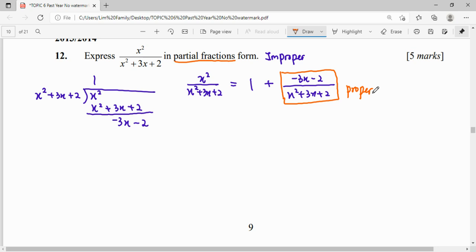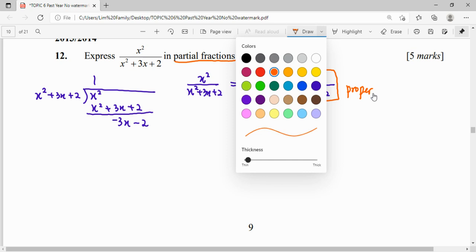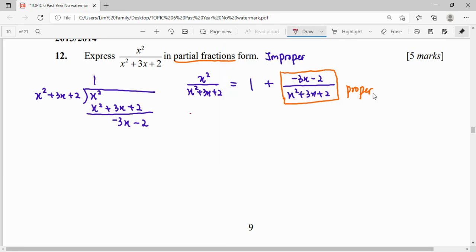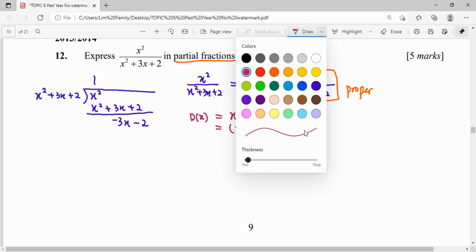Then we go for the second step, where our divisor here should be in the factor form. So we can see our divisor here, which is x squared plus 3x plus 2. It should be expressed in factor form because our partial fraction will split according to the factors. So for this quadratic, we factorize it. It will be in the form of x plus 1 factor and x plus 2. Then we proceed to express our partial fraction.